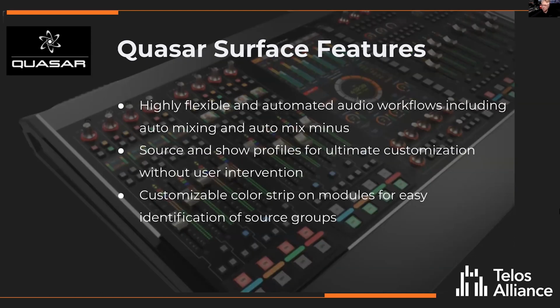The workflows that you get with this kind of thinking that goes into the console, really flexible, automated audio workflows, including, as Cam mentioned, auto mixing and the automatic mix minus, which we've had since day one in Axia consoles. The source and the show profiles are separate, and they can be totally customized. In fact, let's say you have a given source and you want that source to behave one way during one show and behave another way during another show. Well, that is absolutely possible with the Quasar console.